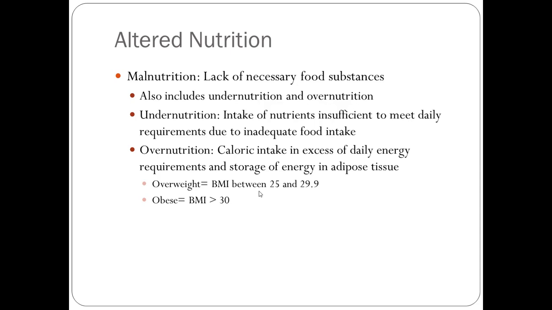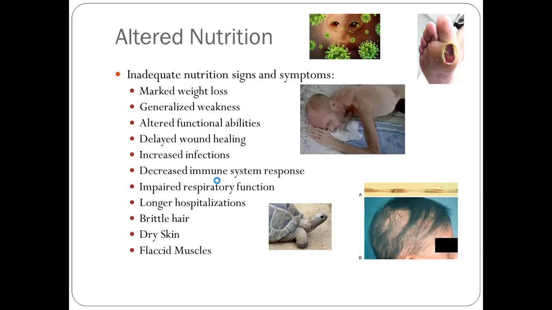So like we said before, the BMI for overweight is anywhere between 25 and 29. Obese is 30 to 39, and then morbidly obese is anything over 40. How do we know that someone is malnourished? This one is for the inadequate nutrition. They're not taking in enough. They're going to have this weight loss. They're going to be overly weak. They don't have enough oomph to really do much. They're fatigued. They're lethargic.